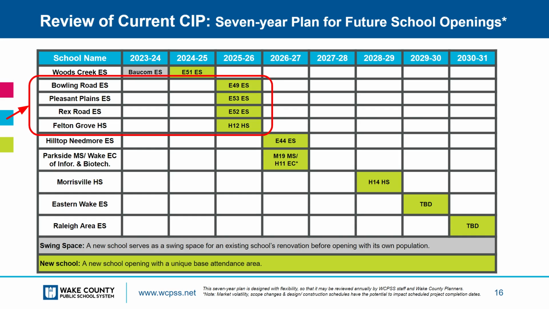At this time, we are planning for the opening of Bowling Road Elementary, Pleasant Plains Elementary, Rex Road Elementary, and Felton Grove High School in the 2025-26 school year. In addition, Baucom Elementary and Fuquay-Varina Middle are scheduled to move into their newly renovated campuses for the upcoming 2024-25 school year. Both of these schools will have a larger capacity as a result of their renovations and may be included in the assignment plan for 25-26 to help relieve crowding at other nearby schools.